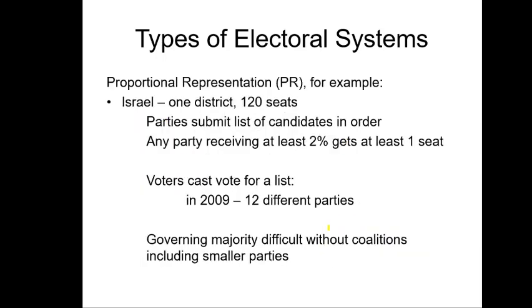And so looking at another example, as shown in the book, Israel is a small enough country where the entire country is literally one district, so to speak. And there's 120 seats in their parliament, also called the Knesset. And so once again, here the parties submit the list of their candidates in the order of their preference. And they have a threshold requirement here. Any party receiving at least 2% of the vote gets at least one seat.